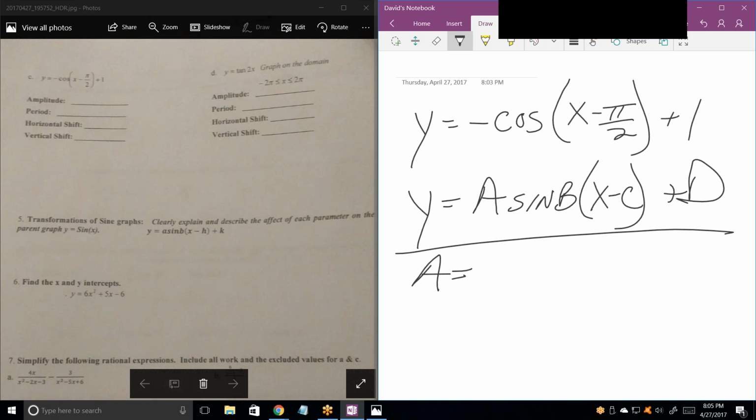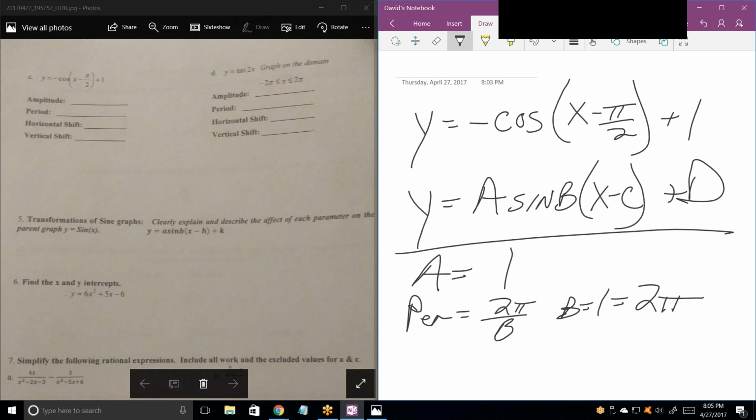-1. It's 1. The amplitude is actually the absolute value. Okay, so the amplitude is 1. There is a negative sign there, which means what? It switches. Reflects over which axis? The X. Okay, good. What's B? Or actually, what's the period? 2 pi. Yeah, because it's 2 pi over B, and B is 1. So that's 2 pi.